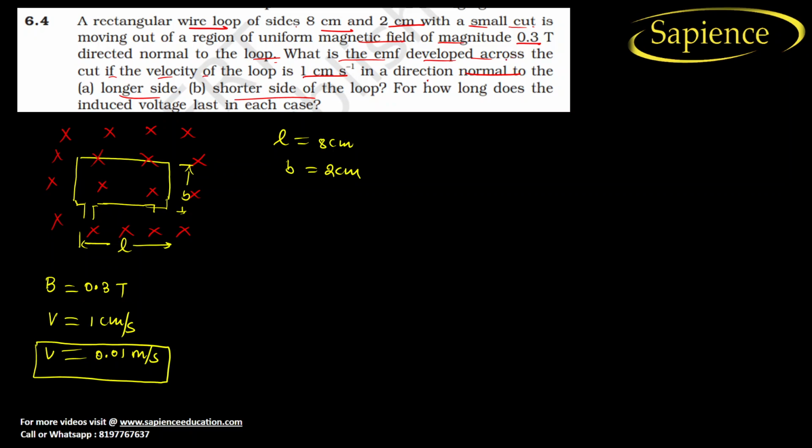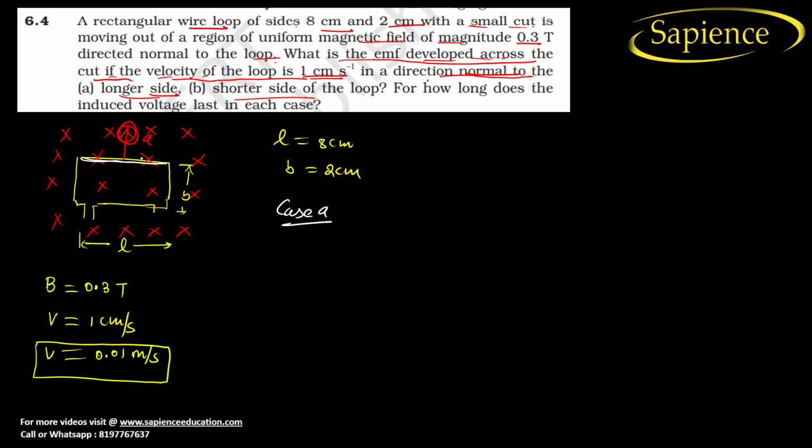What is the EMF developed across the cut if the velocity of the loop is 1 centimeter per second in a direction normal to the longer side? So normal to the longer side means if you are going in this direction, this is case A. So which one will participate in the change in flux? Definitely this line will participate in the change in flux, right?